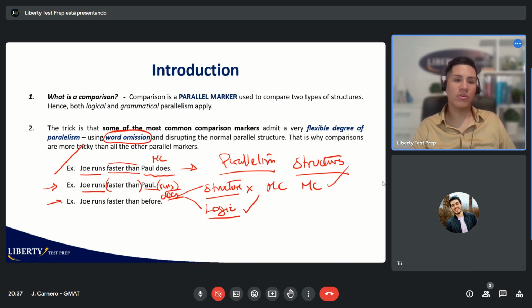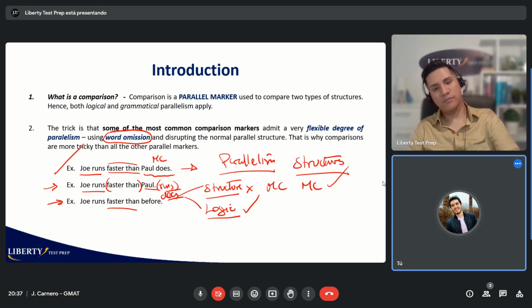What about the third one? Can you analyze the parallelism in that case? Okay.